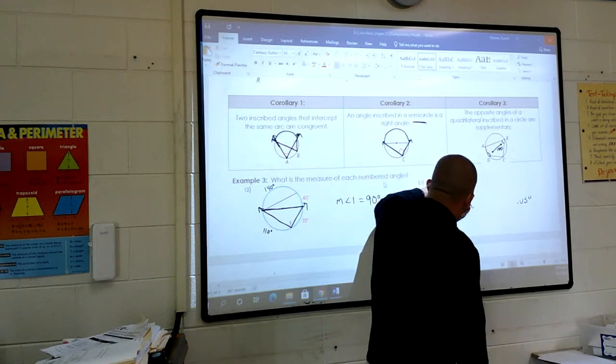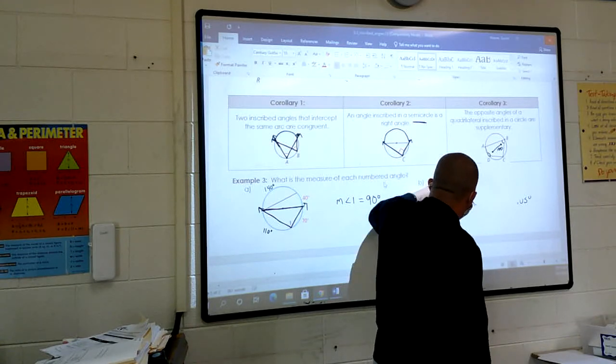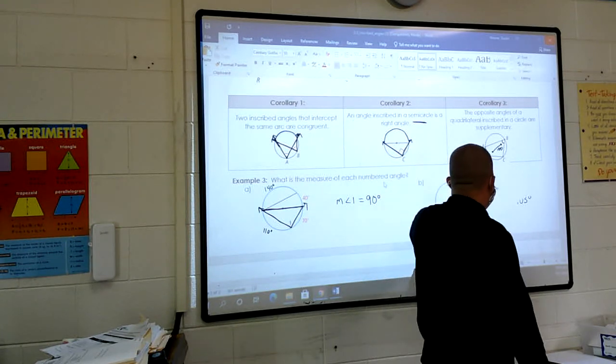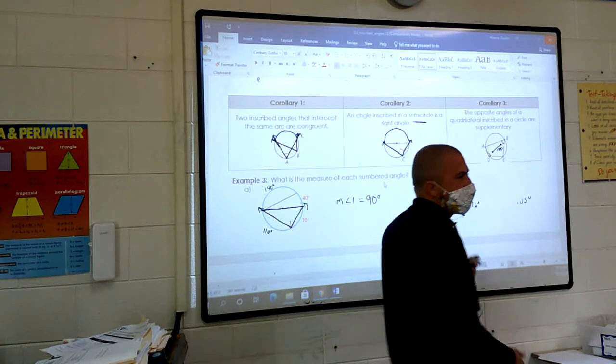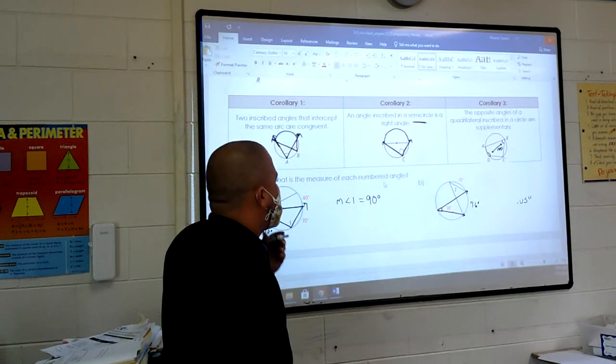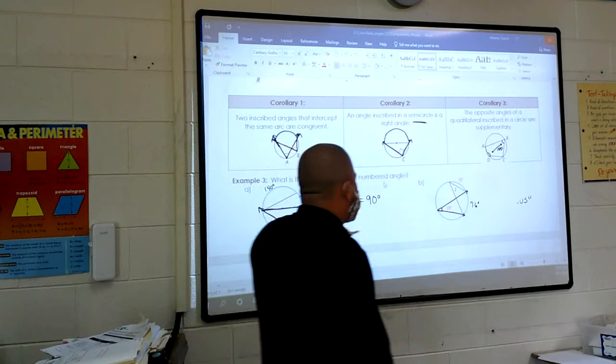If we know that angle is 38, then we know that this arc is 76. So I'm just putting that there just to have it. Okay. Now, if we know that angle is 38, look at angle 2 up here.